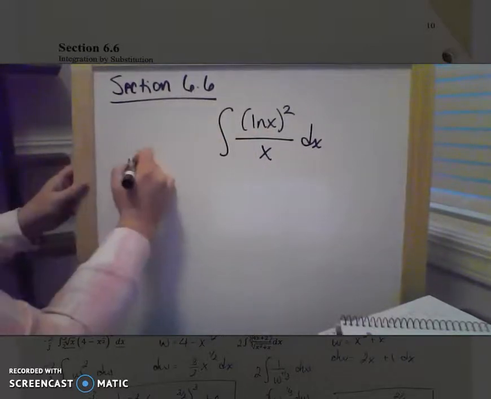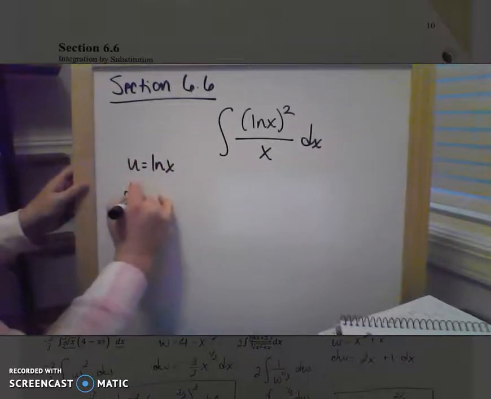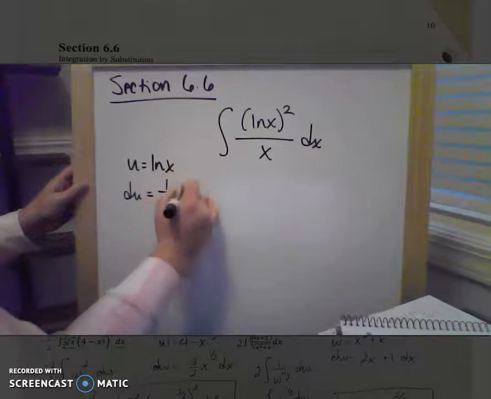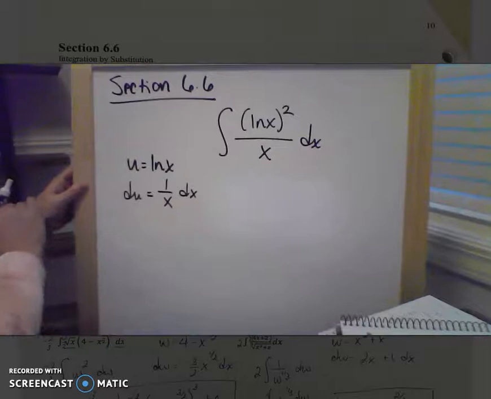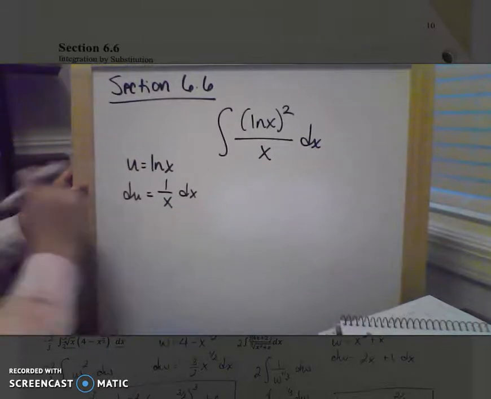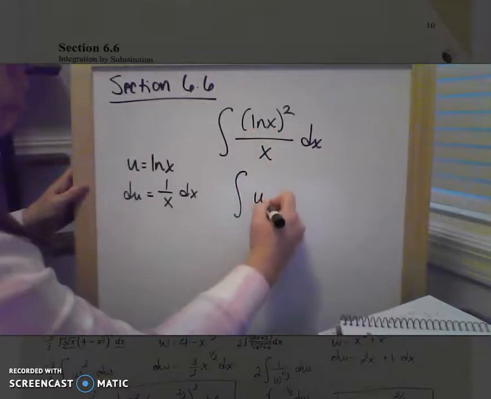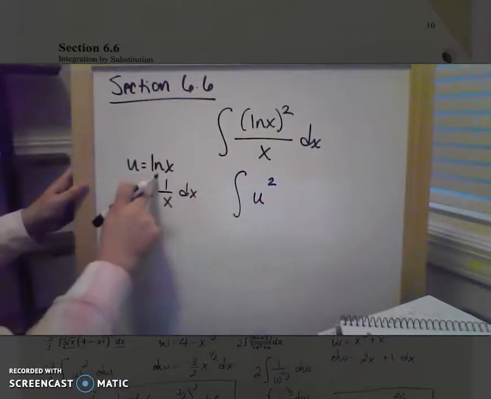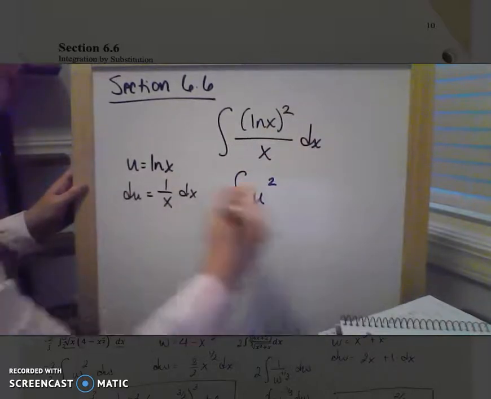So let's make u natural log of x. So then the derivative, du, is going to be 1 over x dx, and I have a 1 over x dx on the outside. So now let's rewrite this. So natural log of x is the u, so you get u squared times, and then the 1 over x dx is what gets replaced with a du.